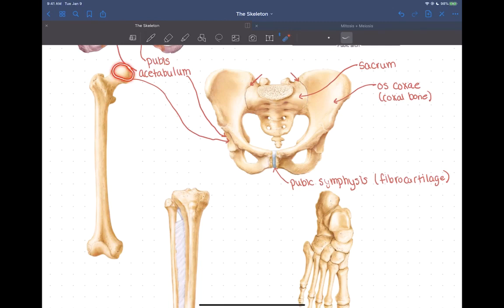This is the head, right? The neck. You have all these bumps and stuff called trochanters. There's points where different muscles attach that you'll learn.